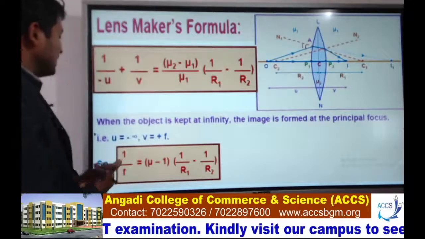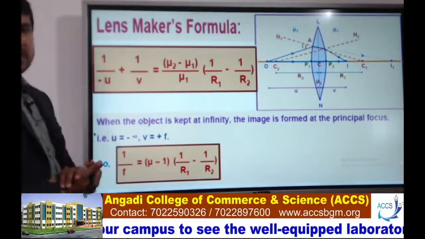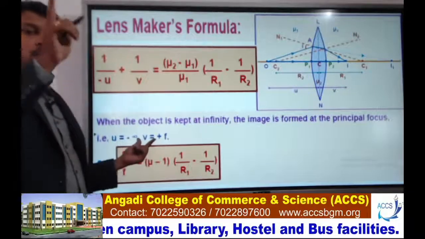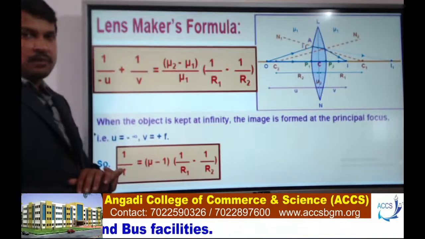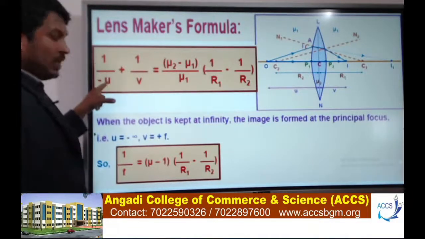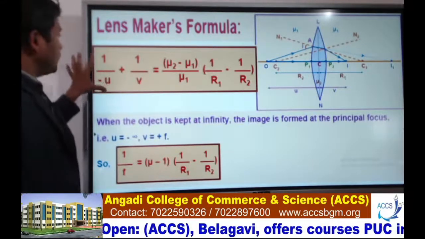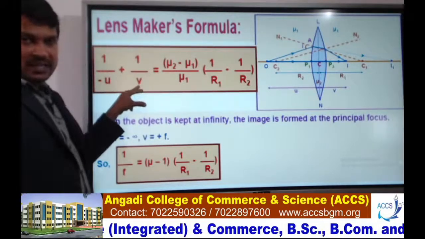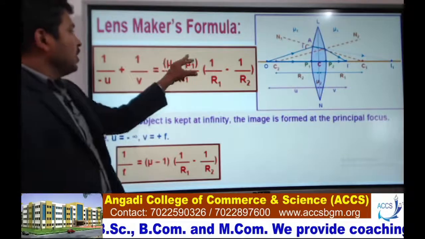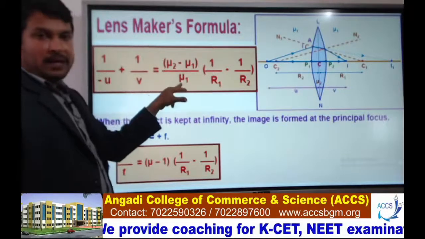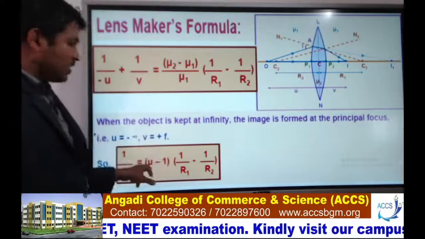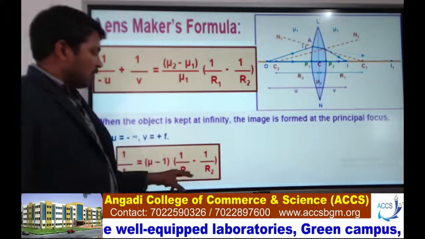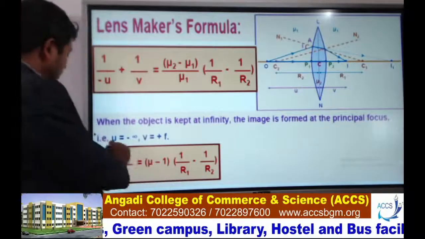If the object is incident from infinity, the image forms exactly at the focus. 1 by U is nothing but infinity, so this term becomes 0. Where we are getting the image, 1 by F. That is 1 by F equals the refractive index N2 divided by N1, which is nothing but N, otherwise I call it mu. Mu minus 1 into 1 by R1 minus 1 by R2. Okay, this is the formula.